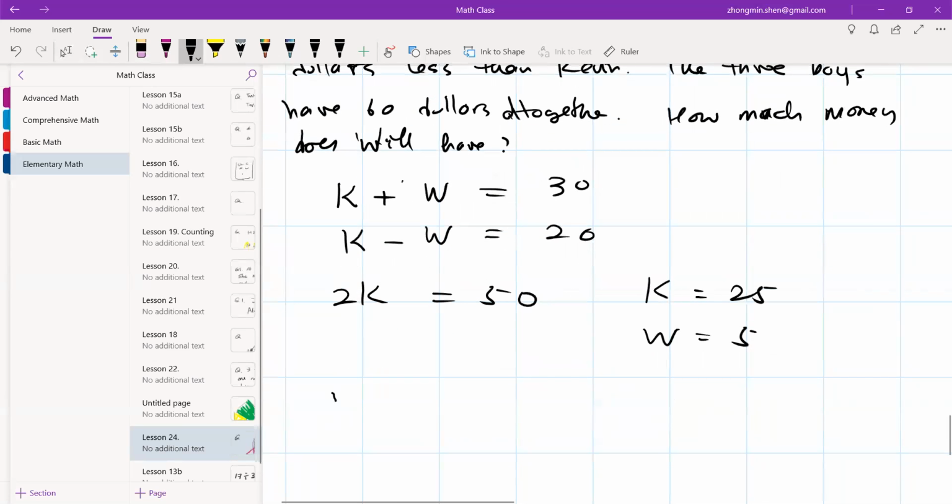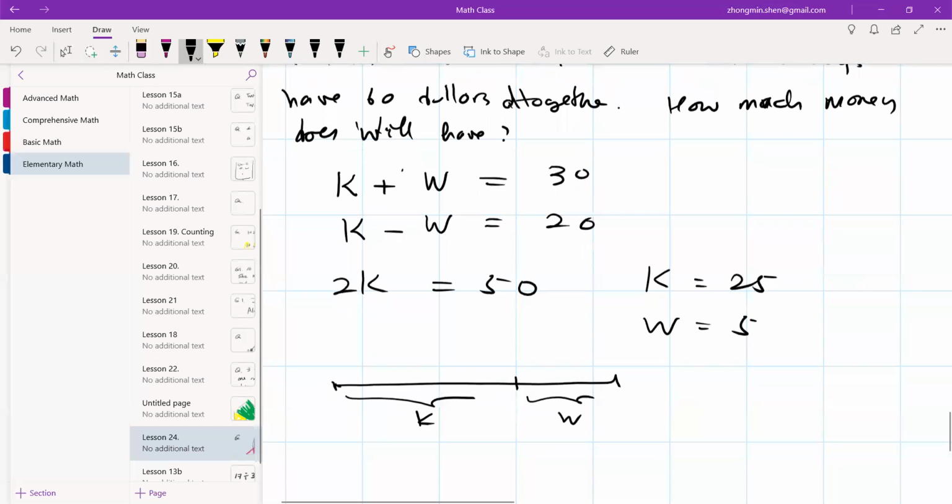Another way to do it: total is 30, right? I'm trying to use a picture to compare. Will has $20 less than Kevin. Let's do the comparison. So this is Kevin's part. This is Will's part. Compared with Will, Kevin has 20 more. So it's $20, right? And this will be Will too.